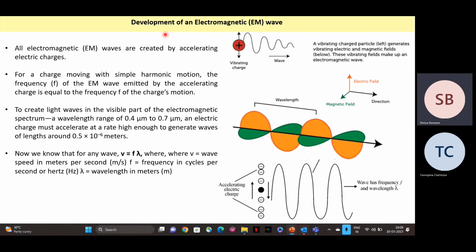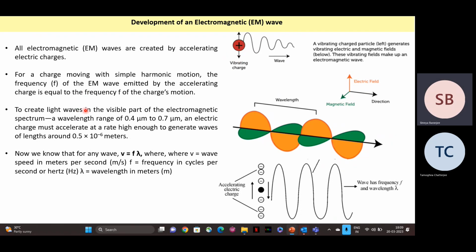If we look at how an electromagnetic wave is developed, all electromagnetic waves are created by accelerating electric charges. If we consider a positive charge vibrating up and down like this in simple harmonic motion, then an electromagnetic wave is emitted from that charge. And the frequency of the electromagnetic wave emitted by the charge is equal to the frequency of the charge's motion.